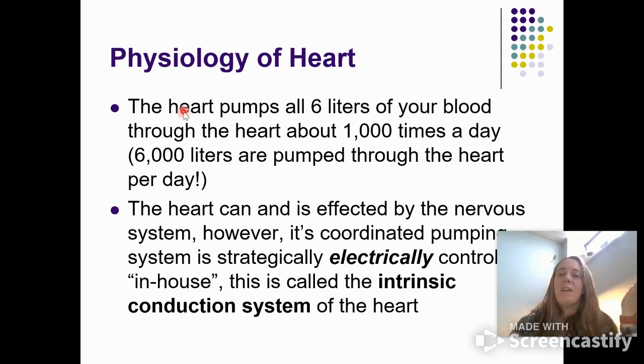So we have about 5 to 6 liters of blood, or the soccer mom van, in our body, and our heart pumps that about 1,000 times a day. So your heart is pumping about 6,000 liters. That's pretty crazy. And the pumping action of the heart is actually coordinated by something called the intrinsic conduction system.